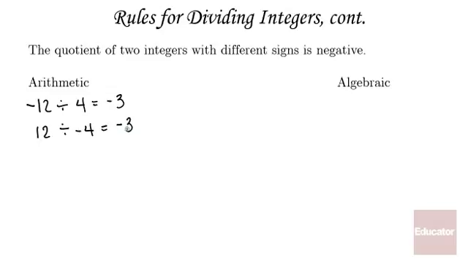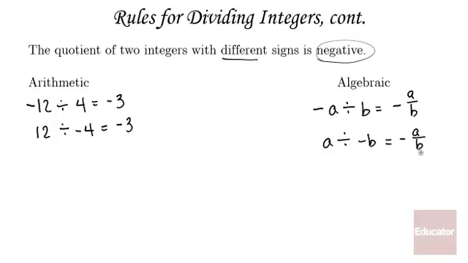Let's look at the algebraic representation. Negative A divided by a positive B will give me negative A over B. Or a positive A divided by a negative B will give me negative A over B again. So when you're dividing two integers with different signs, your answer is always going to be negative. Remember that in fractions, negative A over B is the same as A over negative B, which is the same as negative A over B, as long as there's only one negative sign.